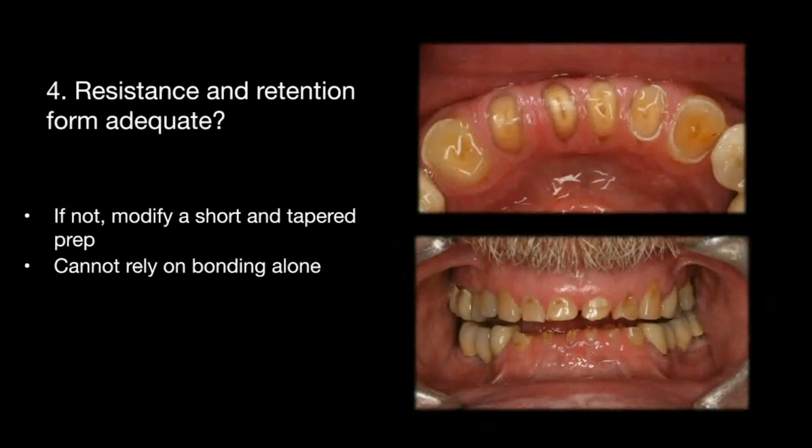Do you have adequate resistance and retention form? I mean, if the tooth is too short, it makes it tough to cement conventionally. Bonding alone might not be enough if you don't have enough tooth structure there. You may have to look at crown lengthening or extrusion of teeth, or different ways to give you more tooth structure to work with.